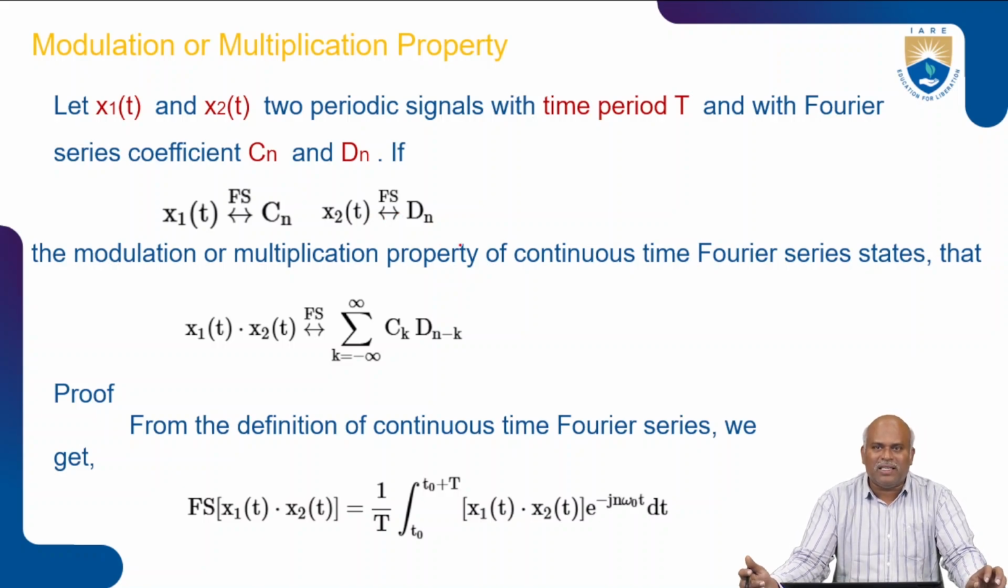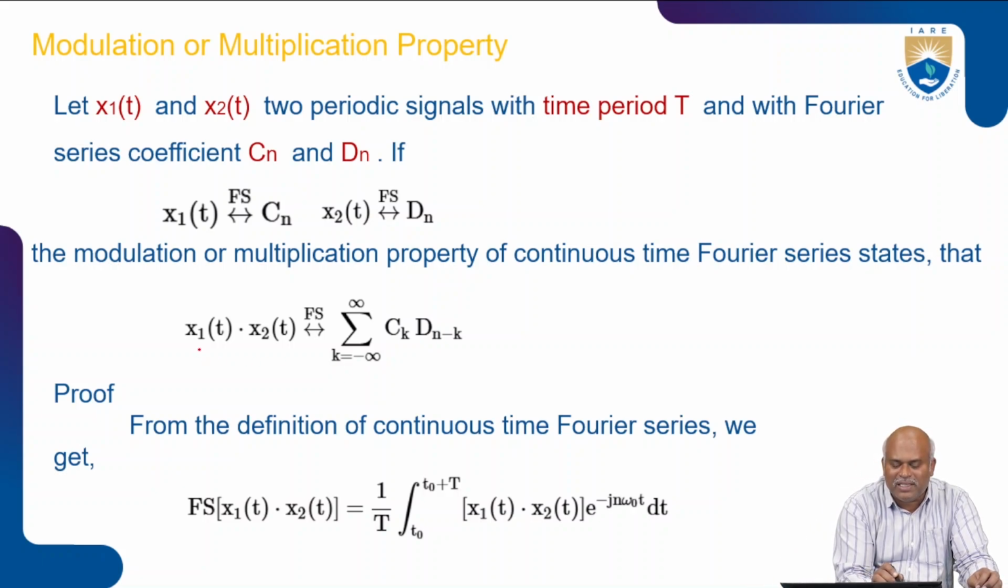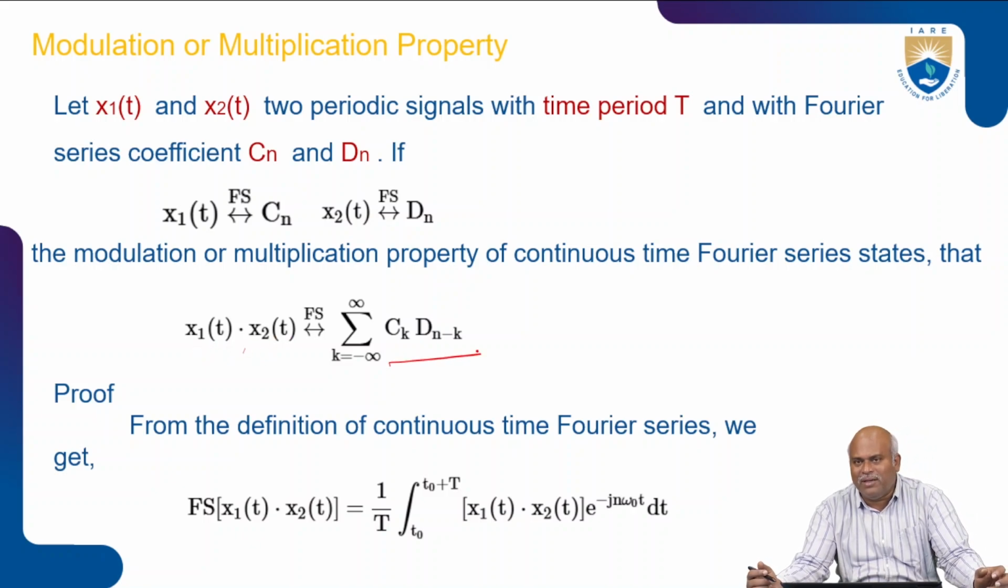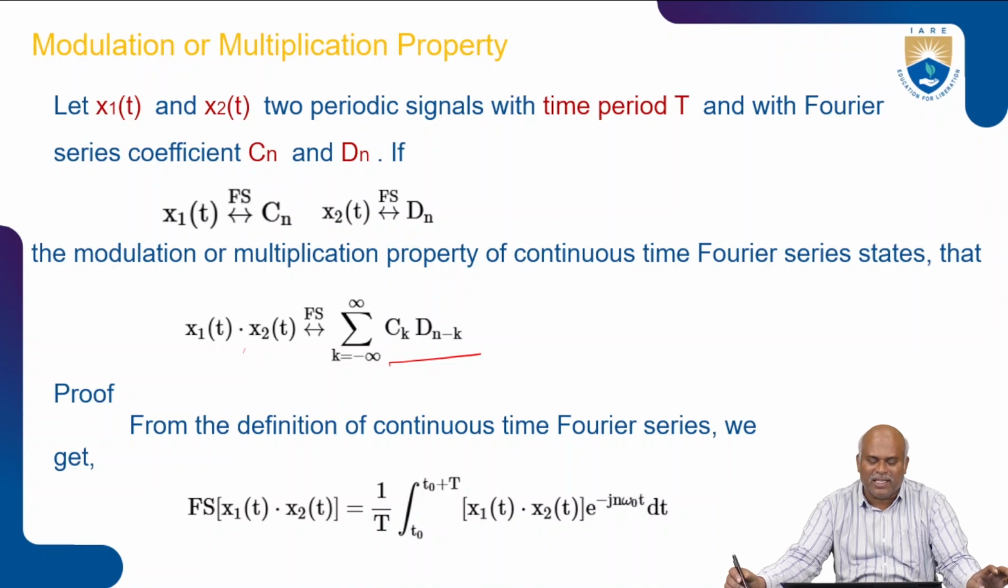Then the modulation or multiplication property of continuous time Fourier series states that for the multiplication of x1 of t and x2 of t, the output Fourier series is represented as the summation of k equal to minus infinity to plus infinity of C of k D of n minus k. So if we multiply on the input side, then on the output side we get the convolution of the shifted version, represented as n minus k. Now we need to prove the multiplication or modulation property of Fourier series.